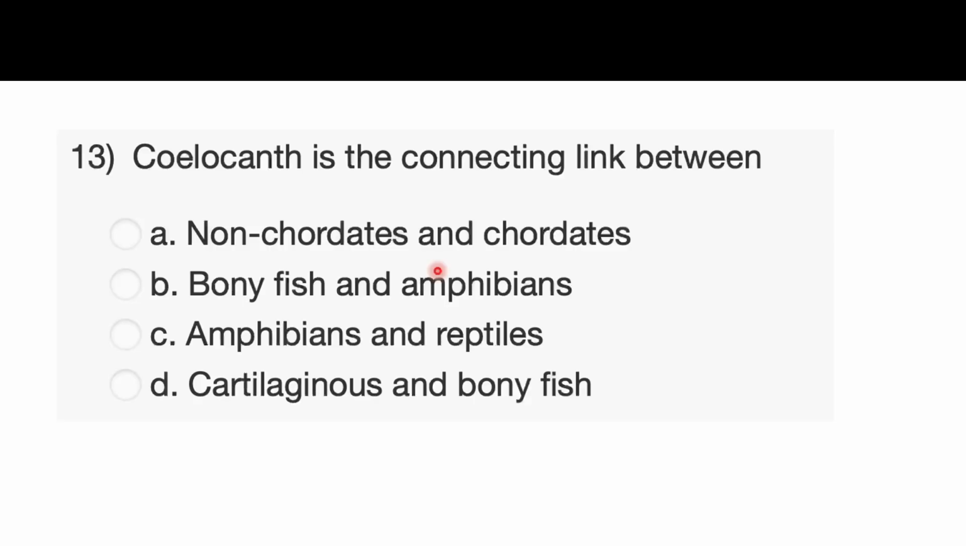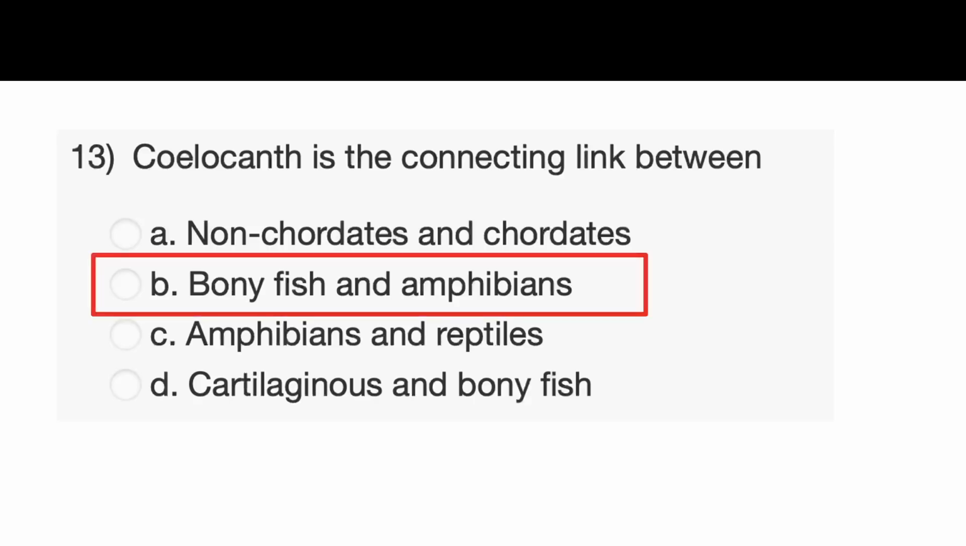Okay, let's have a look at all the answers. Nandini is saying option B. Mrs. Babu, option B. Ramya, Aparna, Nandini again. Okay, option B. Priya and you, Farsana, Aishwarya, all are saying bony fish and amphibians. Kavi has also answered option B. You guys are absolutely correct. Option B is the correct answer. Coelacanth is the connecting link between the bony fishes and the amphibians.